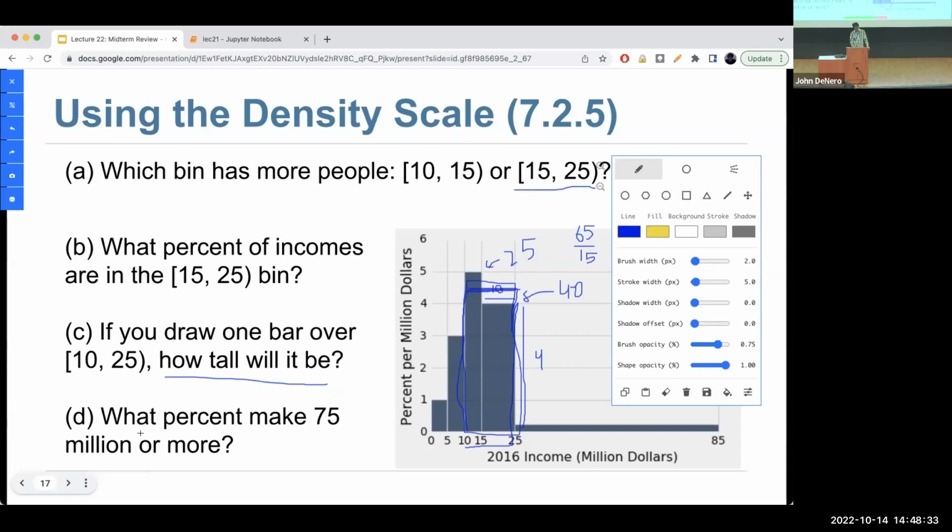What percent makes 75 million or more? You do not know the distribution within a bar. It could be the case that everybody in this bar is making 85 million, or everybody in this bar is making 25 million. So the width of this thing, which is 60, and the height, which looks like about 1/5, means that maybe 12% of all people are in the bar, but you just don't know. What percent are making 75 million or more? It could be as high as 12% or as low as 0%.